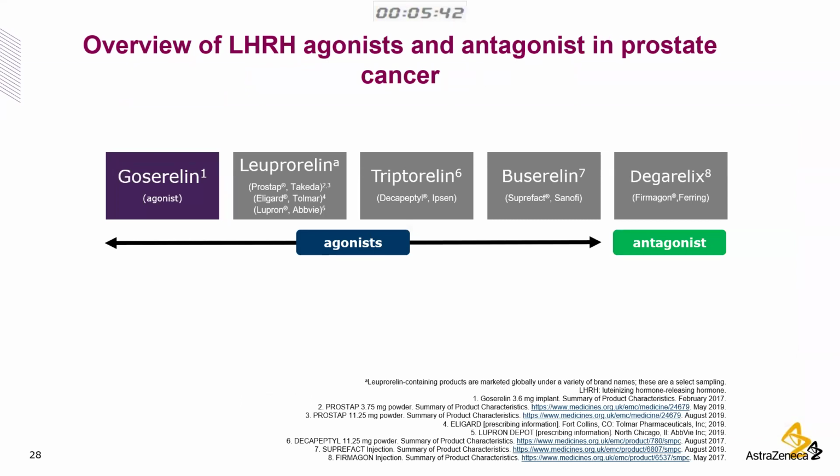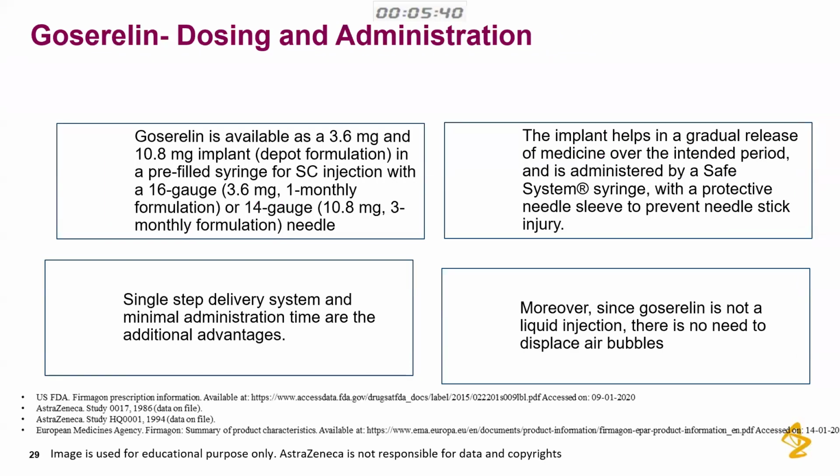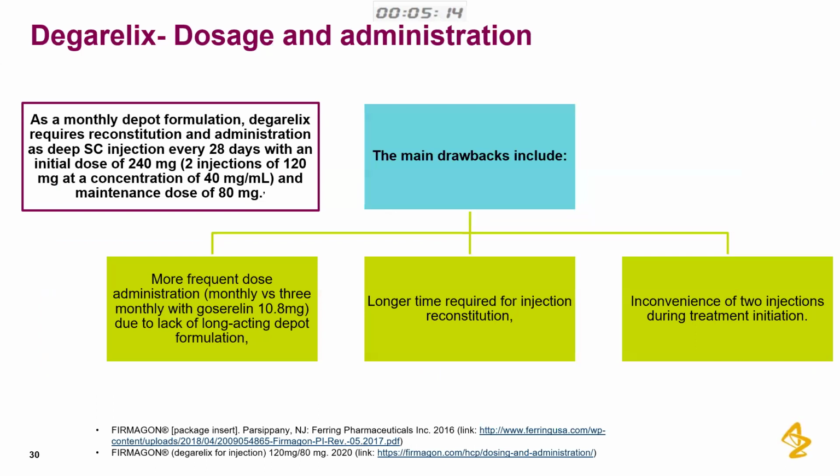So we already discussed the agonist and antagonist. So coming to gosling, it is available as a 3.6 mg and 10.8 mg implant depot formulation in a pre-filled syringe for subcutaneous injection with a 16 gauge or 14 gauge needle, and it has a single-step delivery system and minimal administration time advantages. And the implant helps in gradual release of the medicine over an extended period, and this prevents needle stick injury. Moreover, since it is not a liquid injection, there is no need to displace air bubbles.